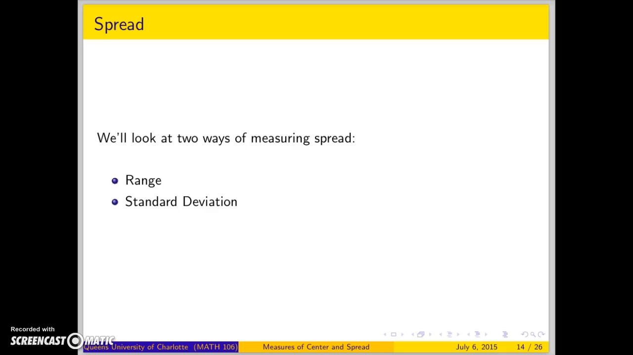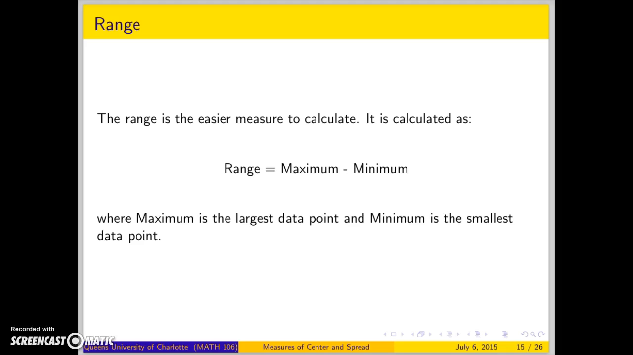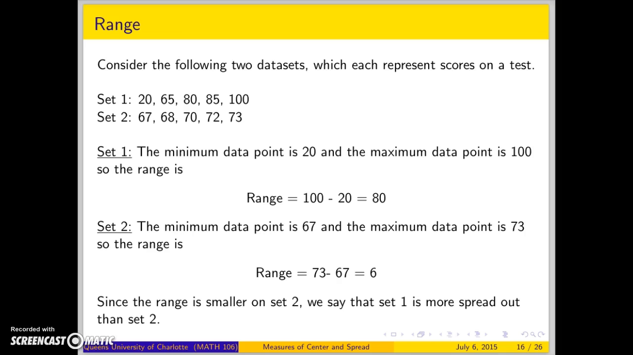And the first one we will talk about is range. Range is really easy to calculate. It's just the maximum data point minus the minimum data point. So using the same two data sets, the first set, the range would be 100 minus 20, because 100 is the maximum, like we said, and 20 is the minimum. And we get 80 as the range. And for the second data set, we have 73 minus 67, so the range is 6. So the range is smaller on data set 2. So that would indicate the first data set is more spread out than data set 2.